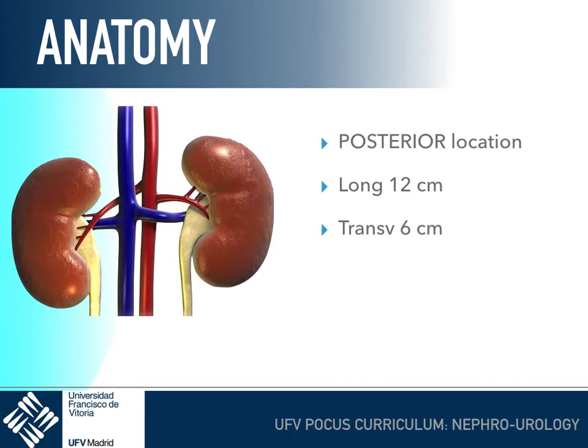The anatomy of the kidneys. The kidneys are two organs, obviously, and they are mainly in a posterior location. In the abdomen, they are placed in the retroperitoneal space.